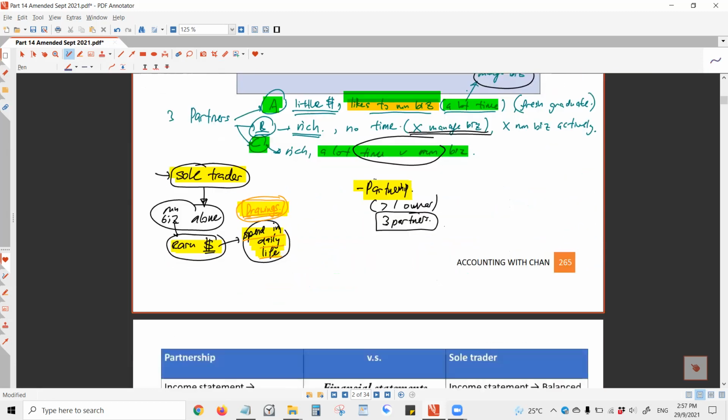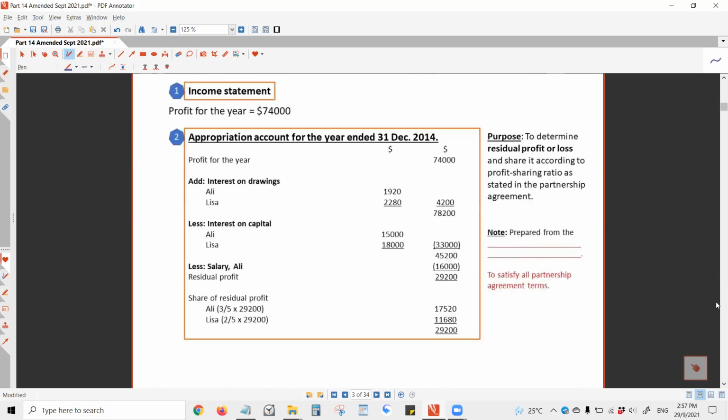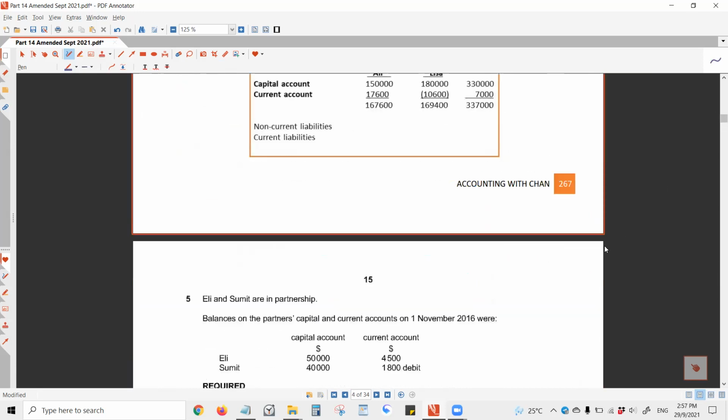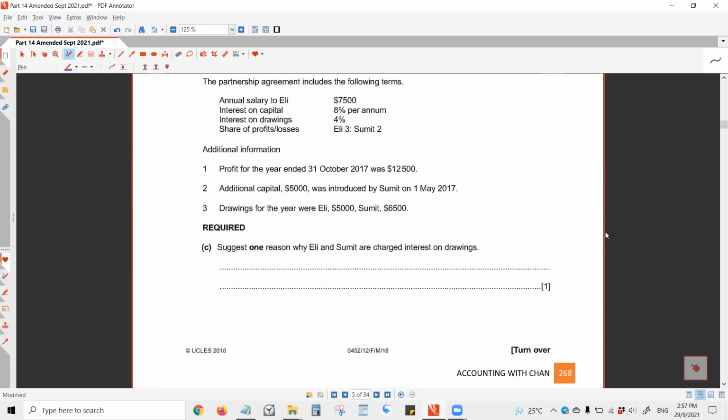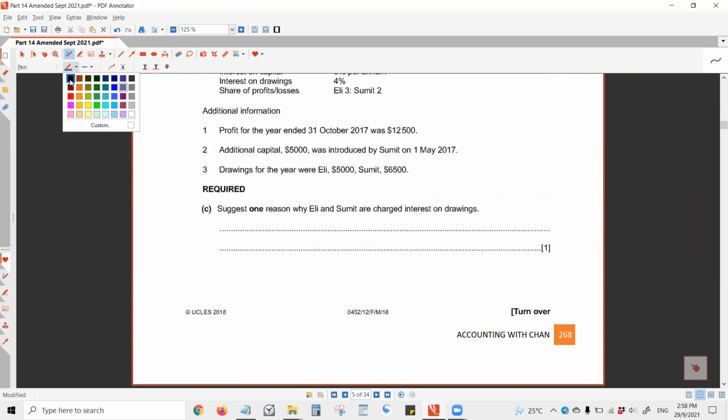Later I show you some questions for this theory. We should look at some now. You look at 268. I'm not going to let you write the answer now. I'm just showing you how important it is to remember those 4 things. Suggest one reason why Ellie and Sumit are charged interest on drawing. You have the answer from the note section there: to discourage Ellie and Sumit from taking drawings by penalizing them with interest. Just copy and paste from the note section there.